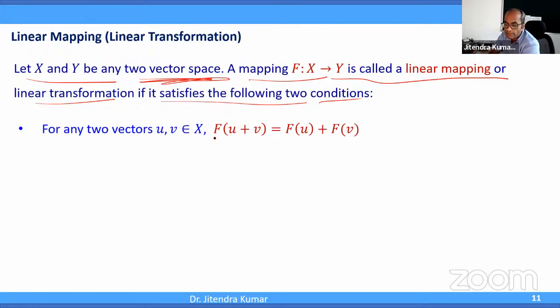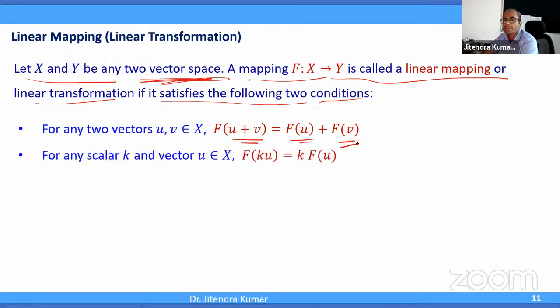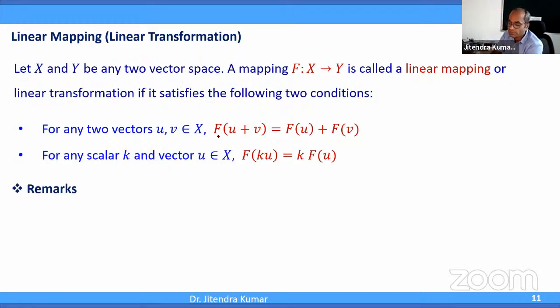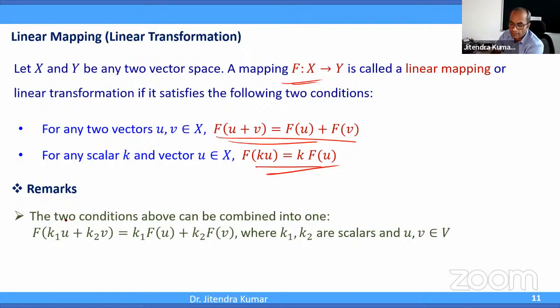Once you apply this linear map to u plus v, you will get f(u) plus f(v). For any scalar k and vector u, you have f(ku) equal to k times f(u). So these two properties need to be satisfied for this mapping f. The two conditions can be combined into one: f(k1u plus k2v) is equal to k1 f(u) plus k2 f(v), where k1 and k2 are scalars and u, v belong to that vector space.